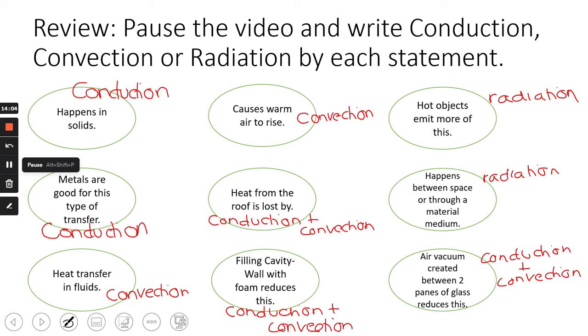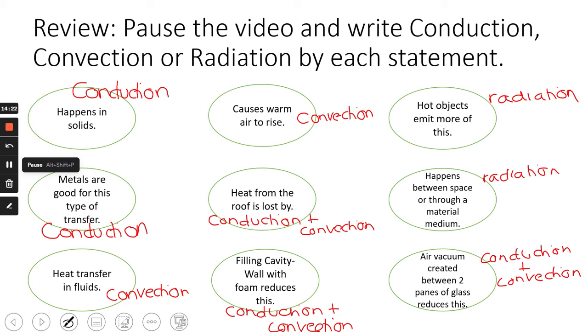Filling cavity wall with foam reduces this. So this is talking about cavity wall insulation. And as we learned, that foam is a bad conductor, therefore reducing conduction, and also stops the air moving, so stops convection.